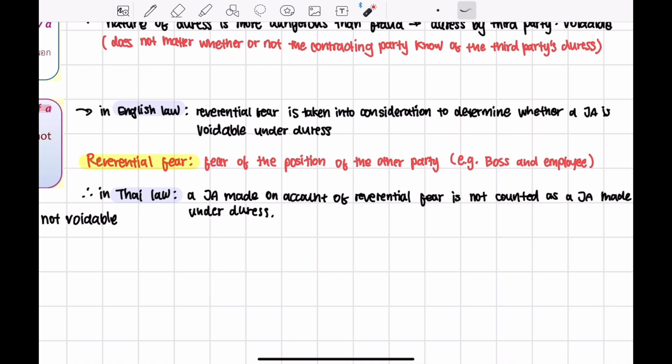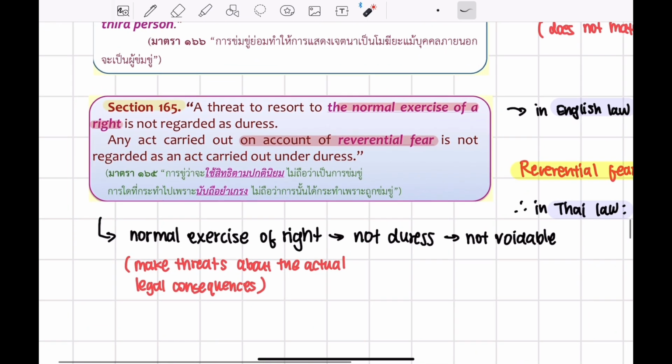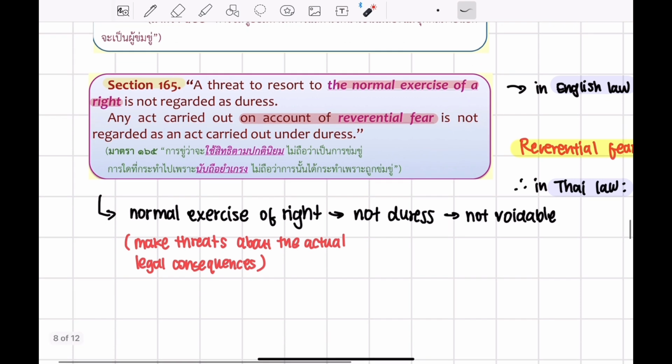So that's why English law is stricter than Thai law, because in Thai law the concept of referential fear does not exist and does not amount to something made under duress. It is stated in section 165 that a threat to resort to the normal exercise of a right is not regarded as duress, and any act carried out on account of referential fear is not regarded as an act carried out under duress as well.